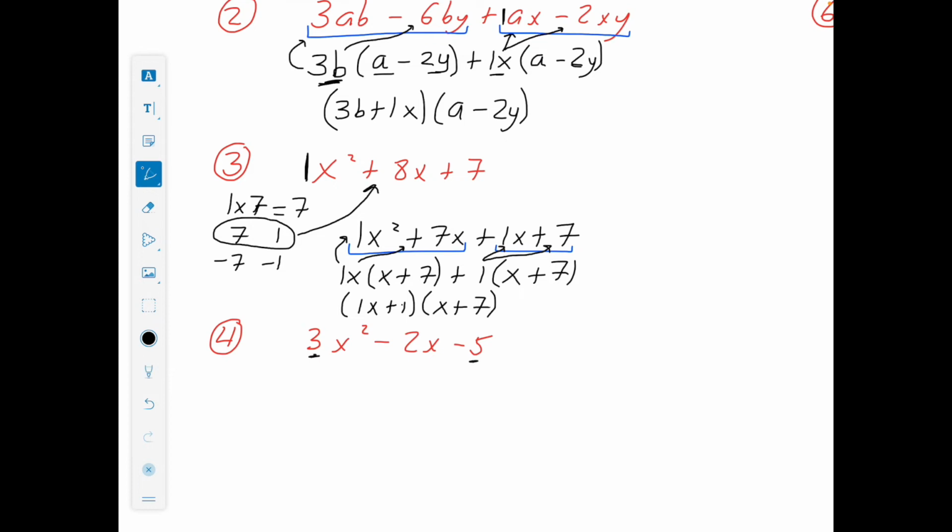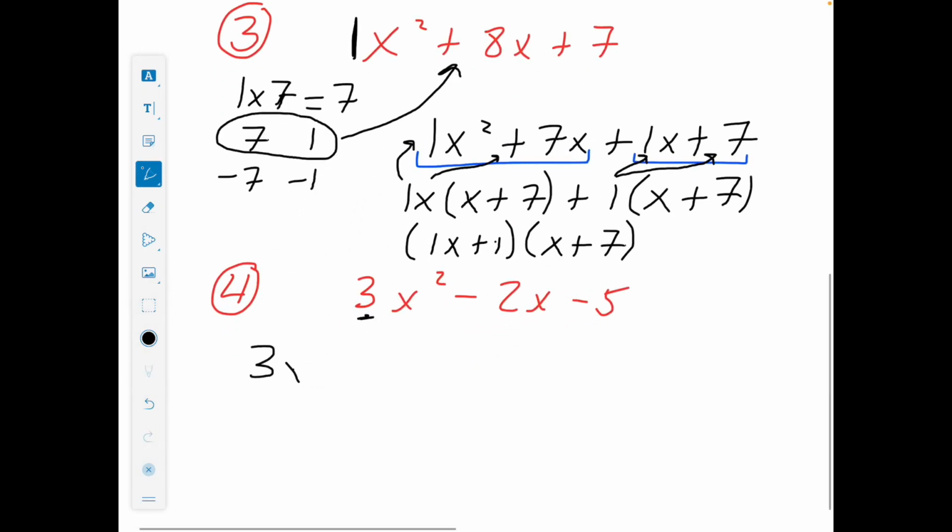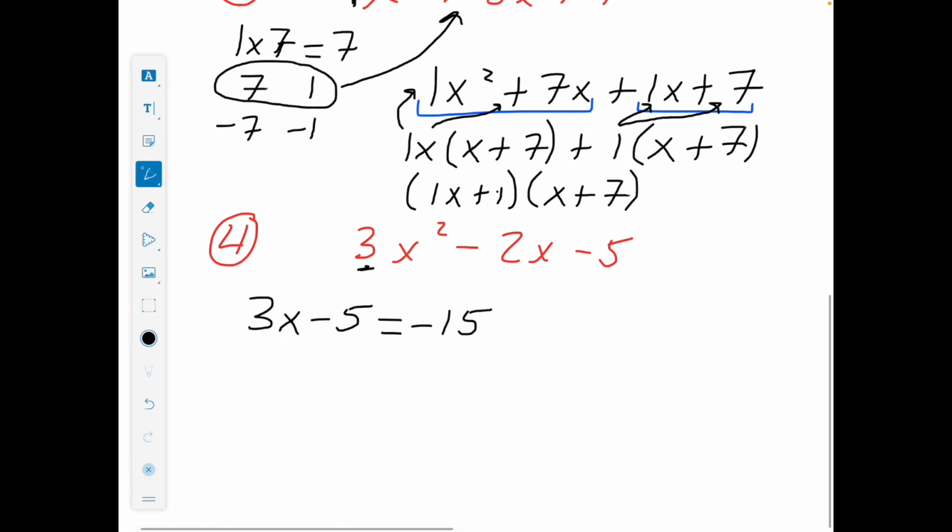Okay, question 4, 3 terms again, so it's another quadratic. We'll follow the same system. Okay, so multiply the number in front of the x by the number on its own. So 3 multiplied by minus 5 is equal to minus 15.